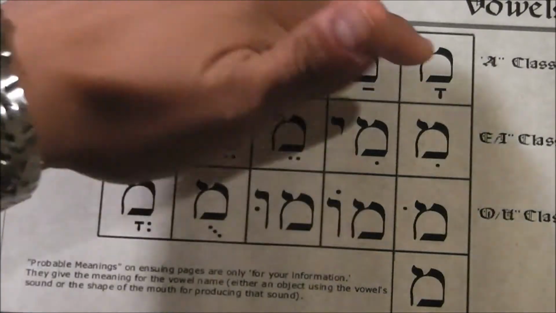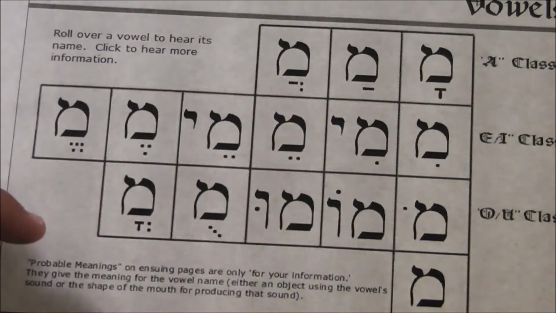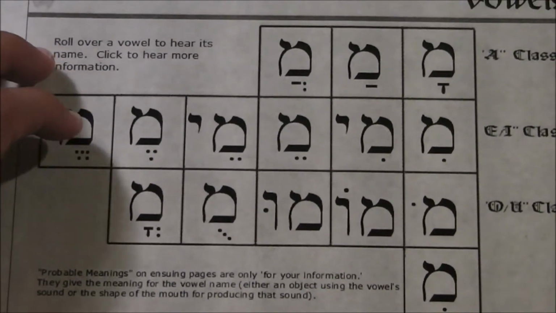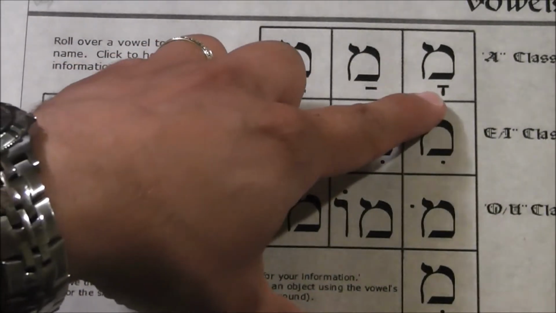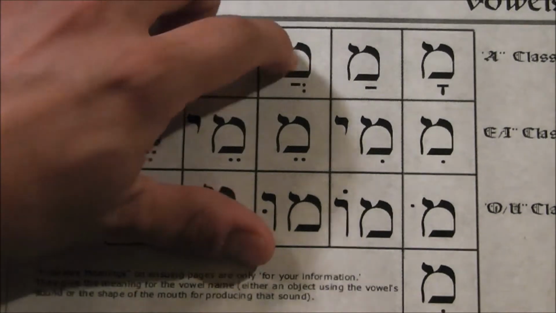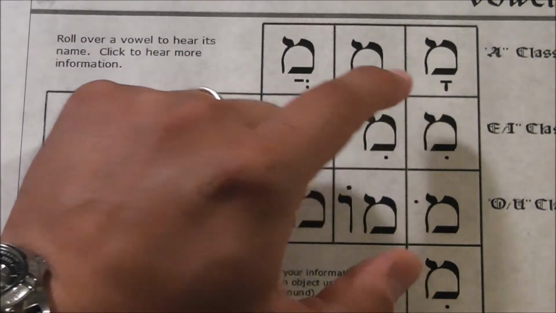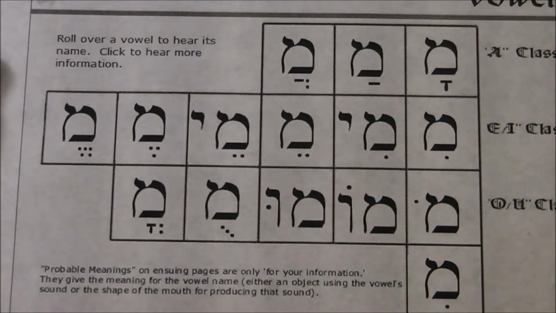So all of these vowel points have their own name. I'm not going to burden you with that at the moment. Basically, these three vowel points here, and you see they're under the consonant, they all go ah.